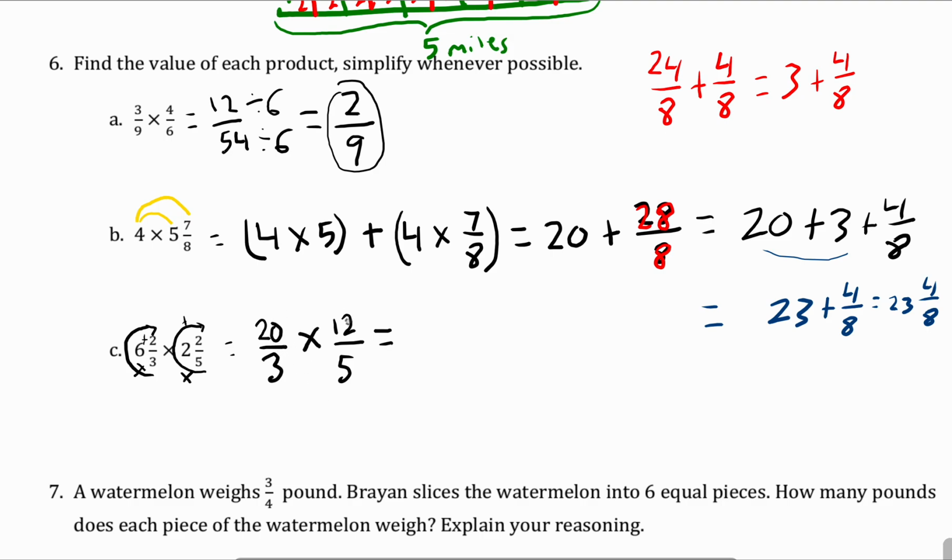20 times 12. Well, we know that 20 times 12 is going to be 240, because we already know that 2 times 12 is 24. So 20 times 12 has to be 240. And here we're going to do 3 times 5. Okay, so from here now, we have to divide. 3 times 5 is 15, yeah. We have to divide 240 divided by 15.